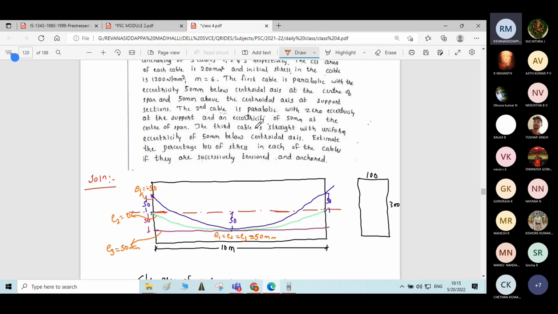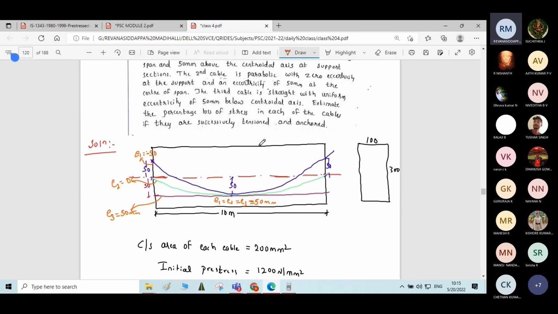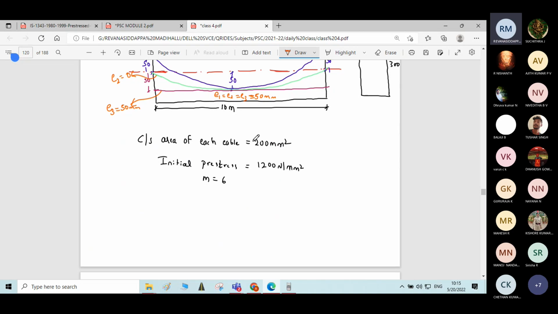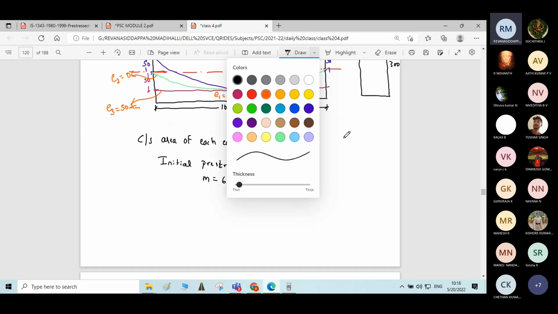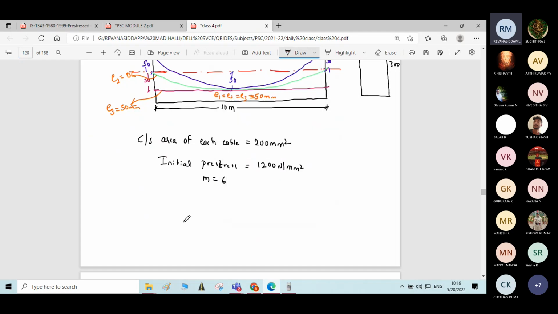Now, moving on to the question. Estimate the percentage loss of stress in each cable if they are successively tensioned and anchored. The question is we have to estimate the percentage loss of stress in each cable if they are successively tensioned and anchored. Now, you calculate the initial pre-stressing force.